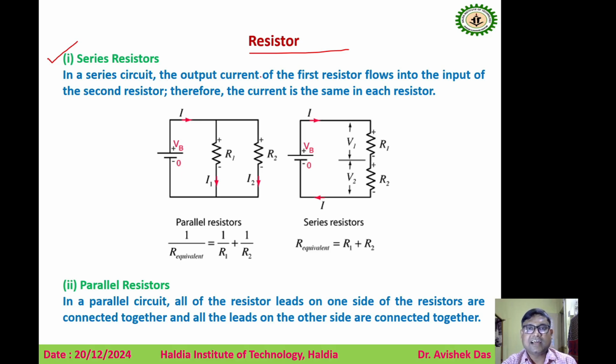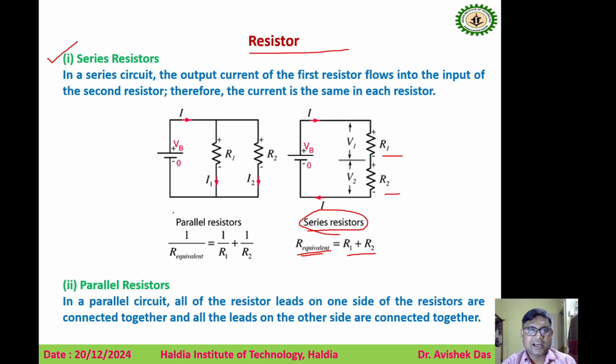In a series circuit, the output current of the first resistor flows into the input of the second, right? So this one is the series connection. Here R1 and R2 are connected in series. So what will be the equivalent value of the resistance? R equivalent will be simply R1 plus R2. If the voltage source value is VB, what is the value of I? I will be equal to VB by R equivalent when R1 and R2 are connected in series.